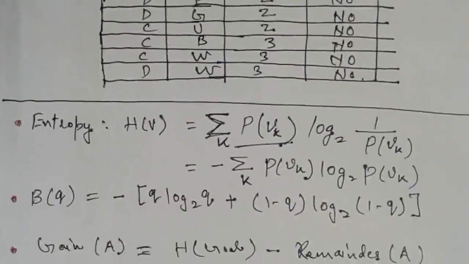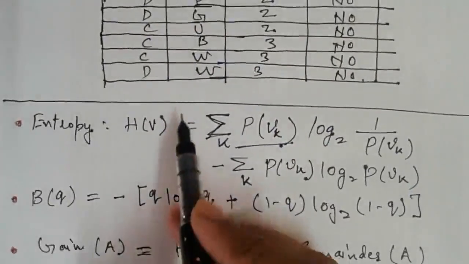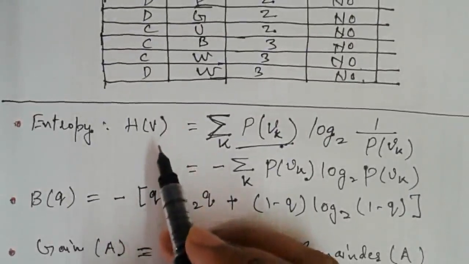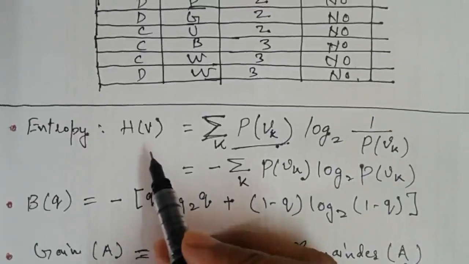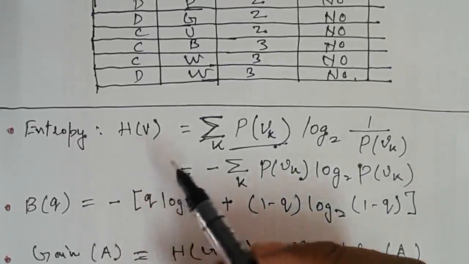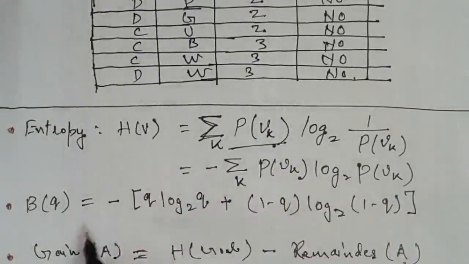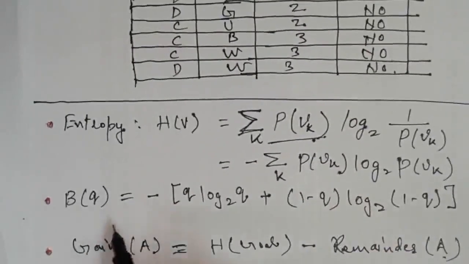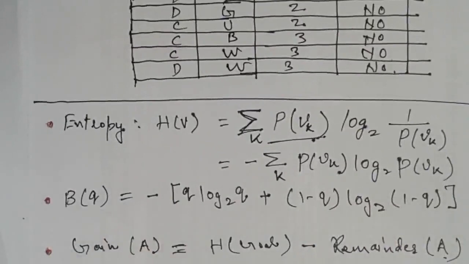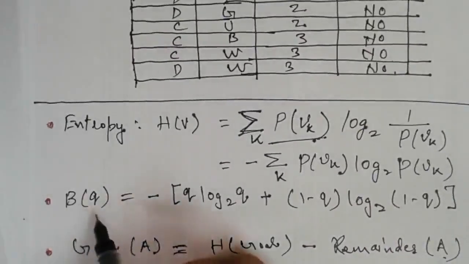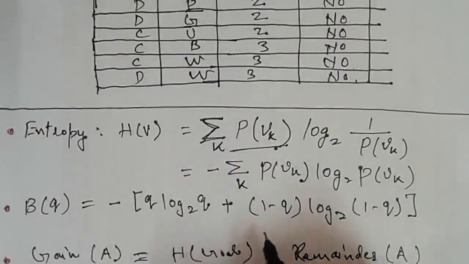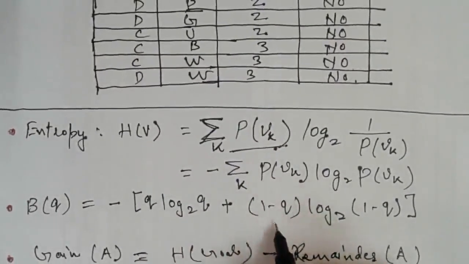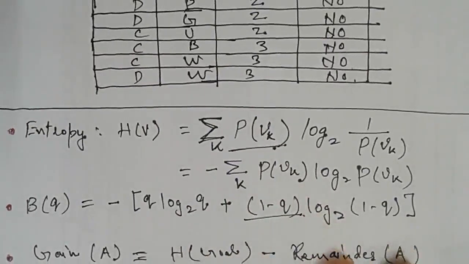Now the special case of entropy is where the value can take only two binary values, whether it is 0 or 1, yes or no. So the entropy formula reduces to a simpler form like this. Here q is the probability for one particular value. As it has only two values, 1 minus q will be the probability of the other value, right?